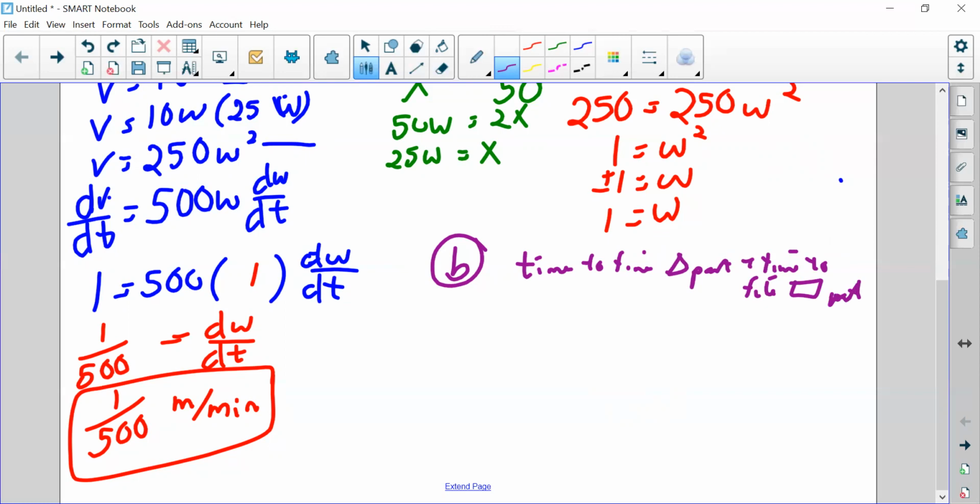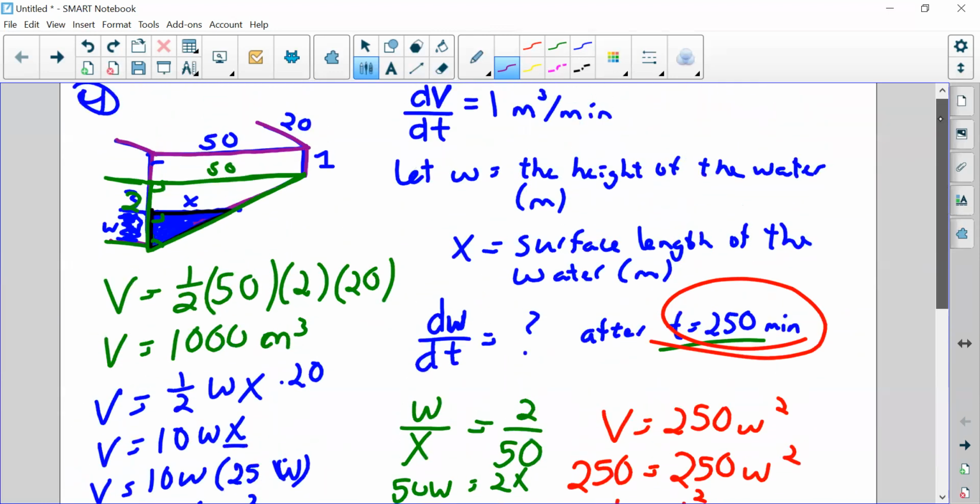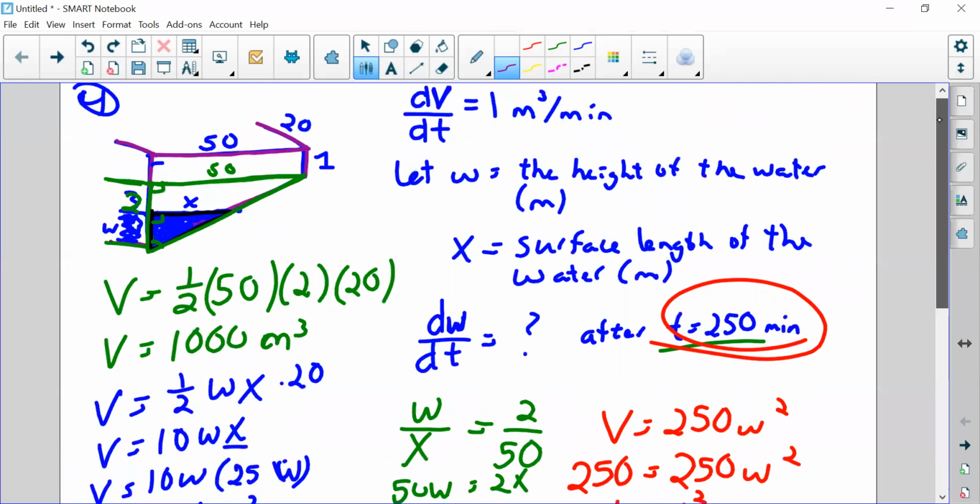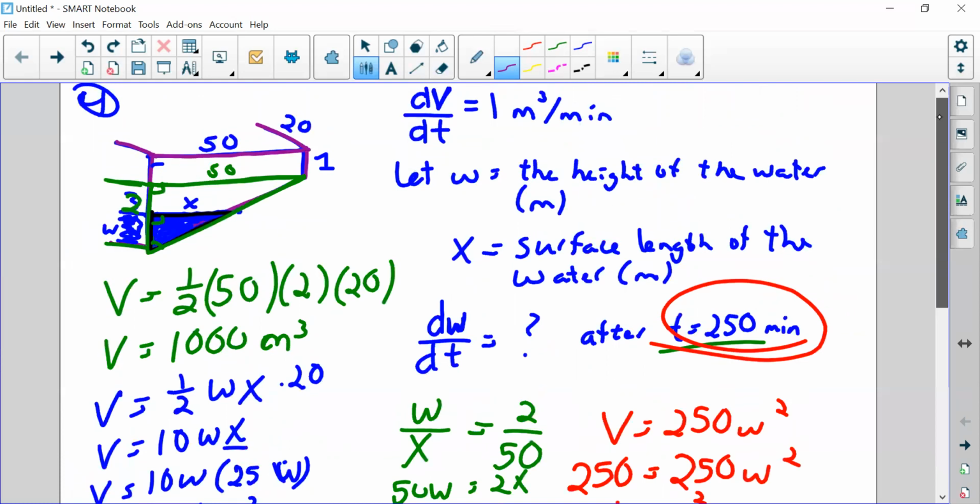But how can I figure out the time it takes to fill? Find the volume. So I actually need to find the volume of the bottom part, that's the triangle part, and add the volume of the top part, which is the rectangular part. How do I find the volume of the top? Since it's a rectangle, if you're finding the area of the cross section, multiply that by 20 to find the total volume.